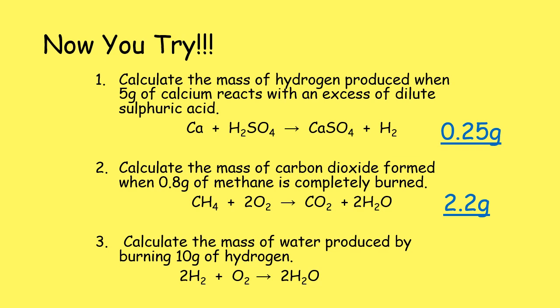And the final question, calculate the mass of water produced by burning 10 grams of hydrogen. In this case, the mole ratio is 2 to 2, which we can simplify to 1 to 1. The gram formula mass of hydrogen is 2, the gram formula mass of water, H2O, is 18. If we use 10 grams of hydrogen, we would be producing 90 grams of water.